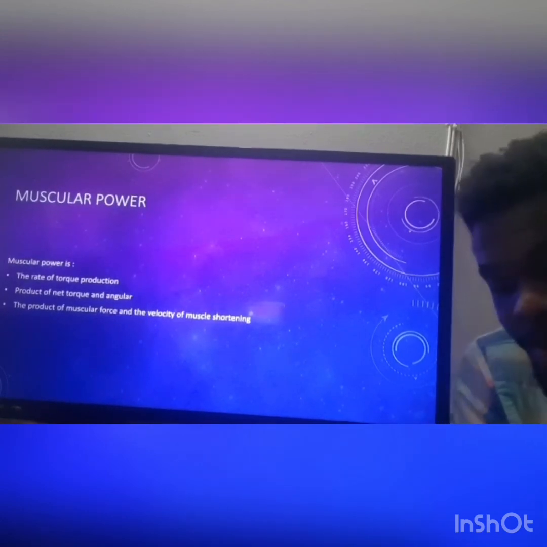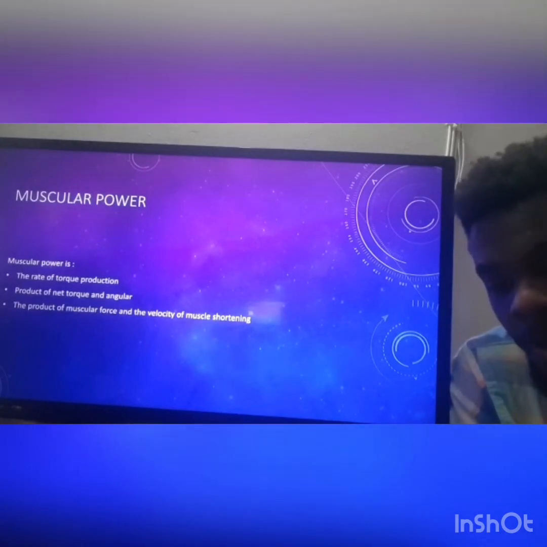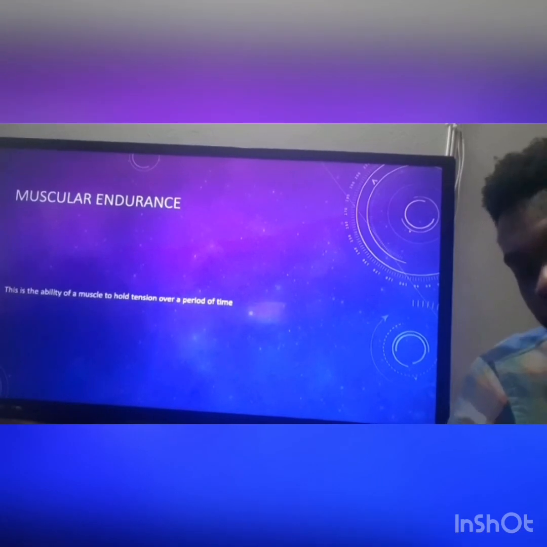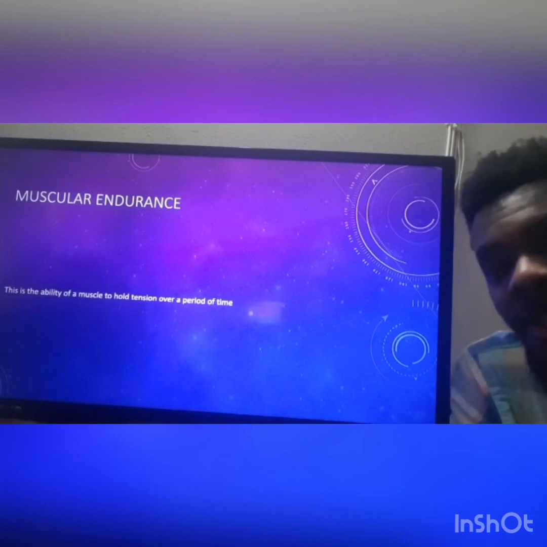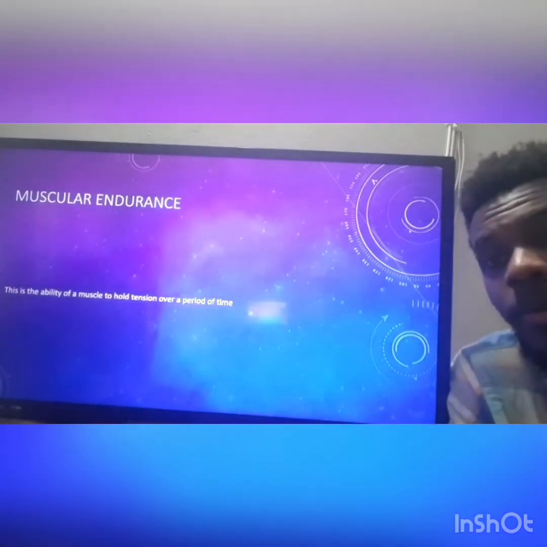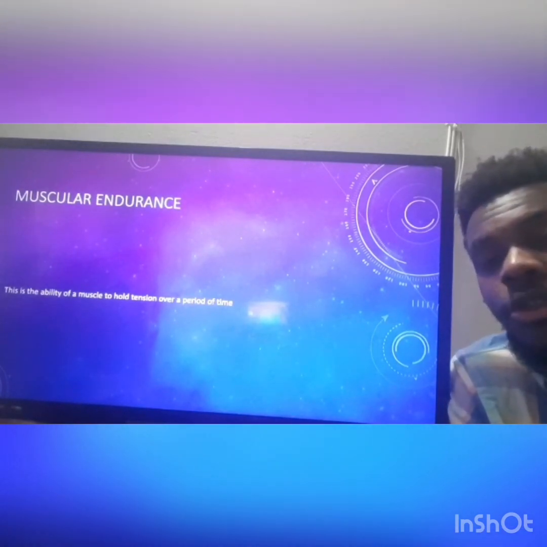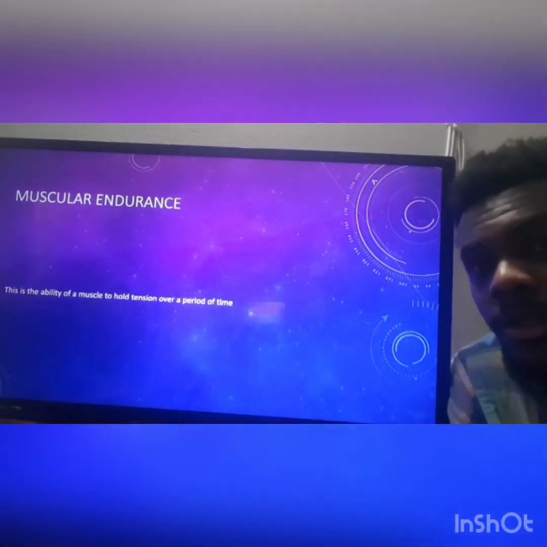Muscular power. This is the rate of torque production, the product of muscular force and the velocity of muscle shortening. Muscular endurance is basically the ability of the muscle to hold tension over a period of time. For example, doing a plank for 3 minutes, 4 minutes, you could say this person has a lot of muscular endurance, right?